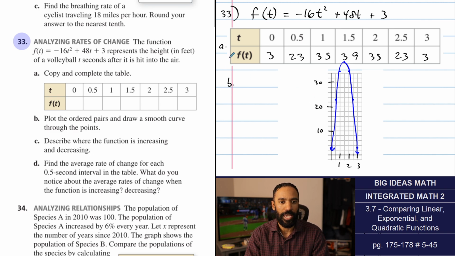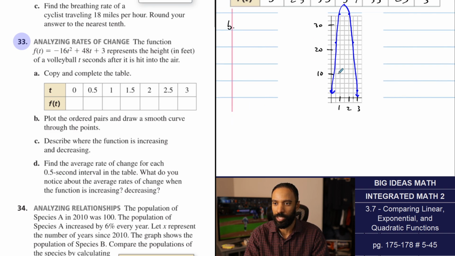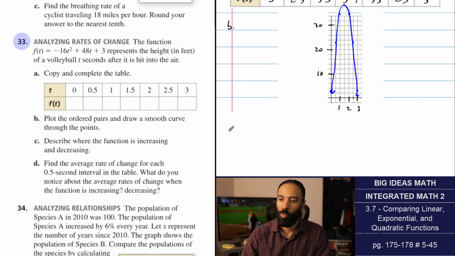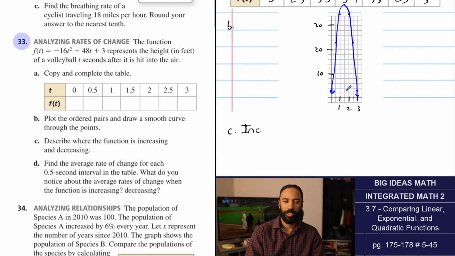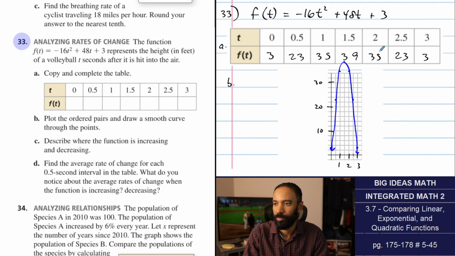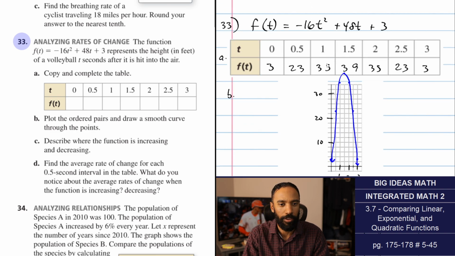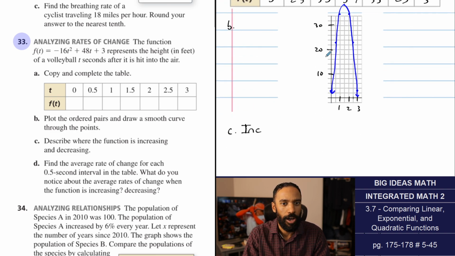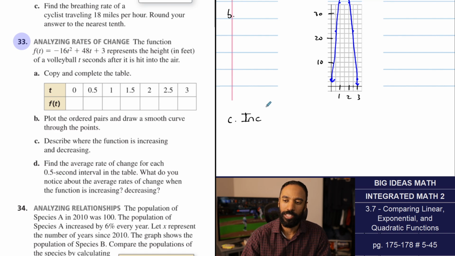Describe where the function is increasing and decreasing. Well, it's increasing from, and here's part of the problem. This is what, a volleyball? A volleyball t seconds after it's hit into the air. It's increasing from, if I use interval notation, times 0. Sorry, I shouldn't put an arrow here because the domain starts at times 0. So at 0, 3 is where we begin.